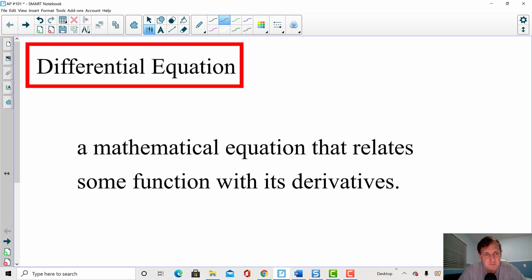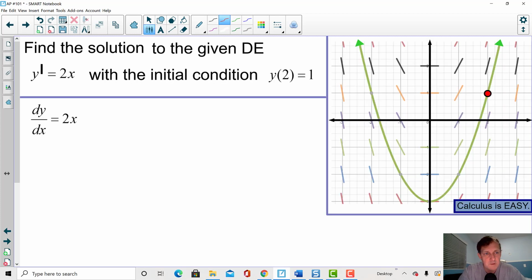All right, today we're going to solve differential equations. And here it says a differential equation is a mathematical equation that relates some function with its derivatives. For our first example, we're going to find the solution to the given differential equation, y prime is equal to 2x, with the initial condition y of 2 is equal to 1.